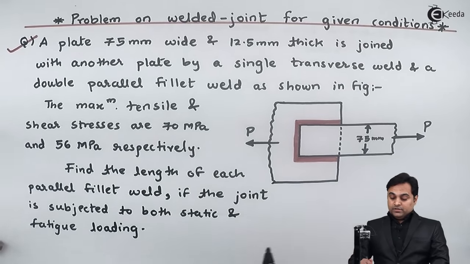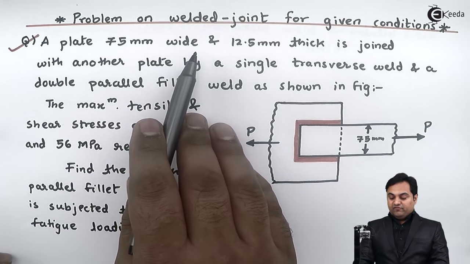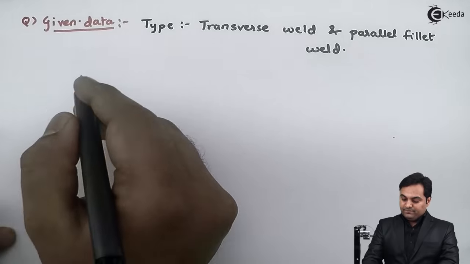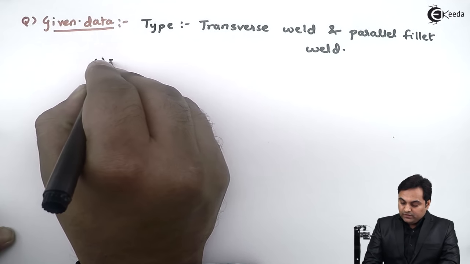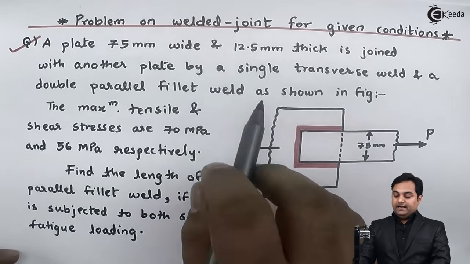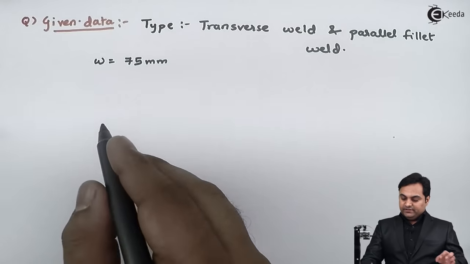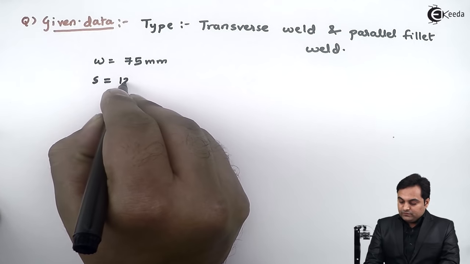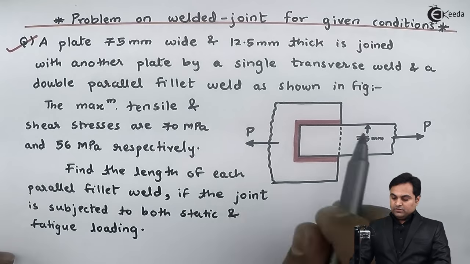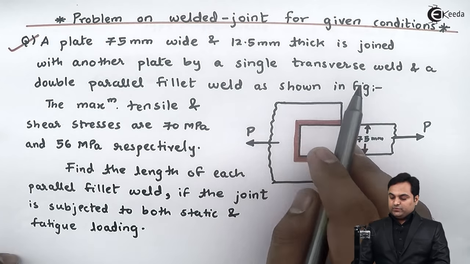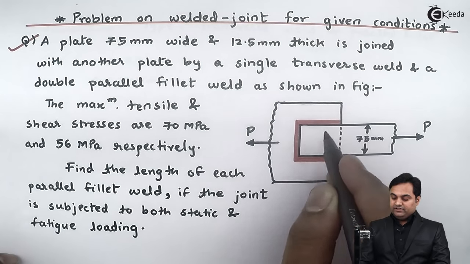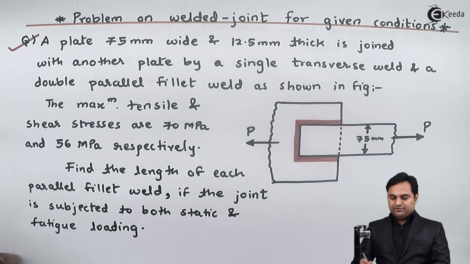Now I'll read it again. A plate 75 mm wide, the width of the plate is given, it is 75 mm, so width is equal to 75 mm. Next, and 12.5 mm thick, thickness is given, that is denoted by S, 12.5 mm thick, is joined with another plate by single transverse weld. Here we have single transverse weld and double parallel fillet weld. These are called as double parallel fillet weld. As shown in figure, diagram is given.